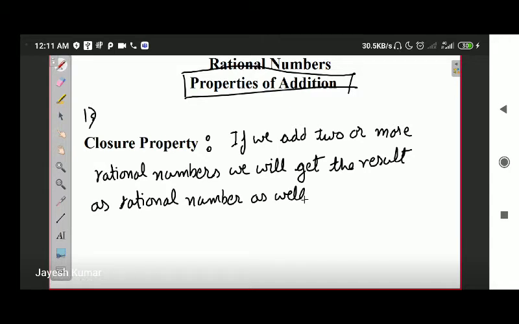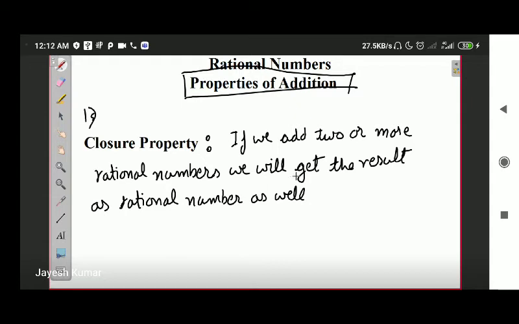So what is closure property? Closure property is if we are adding two or more rational numbers, we will get the result as a rational number. This property will be applicable for subtraction, multiplication and division of rational numbers. For subtraction, if we subtract two rational numbers, the result will be a rational number. For multiplication, if we multiply two rational numbers, the result will be a rational number. Similarly, for division, if we divide two rational numbers, the result will be a rational number. So this closure property is valid for all four operations.